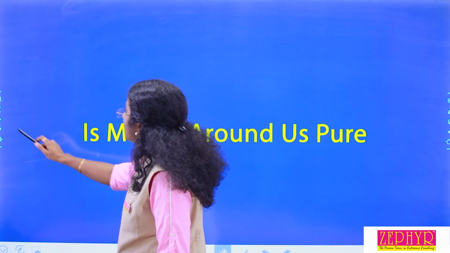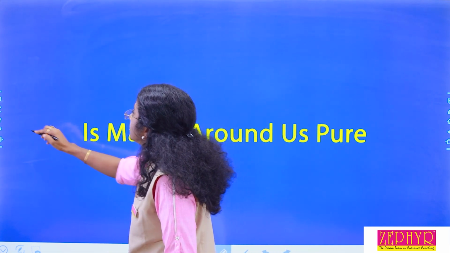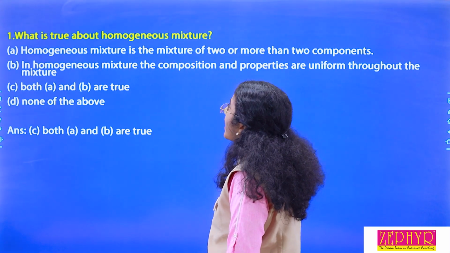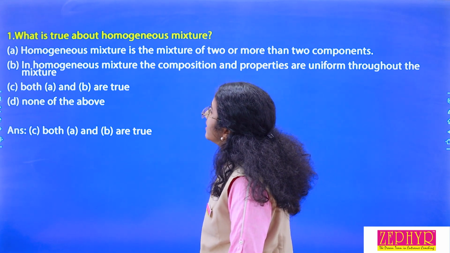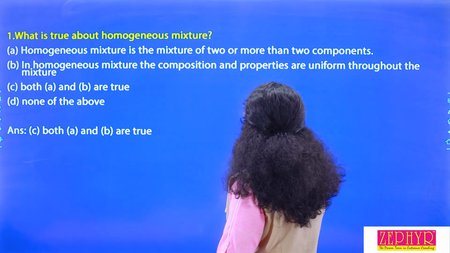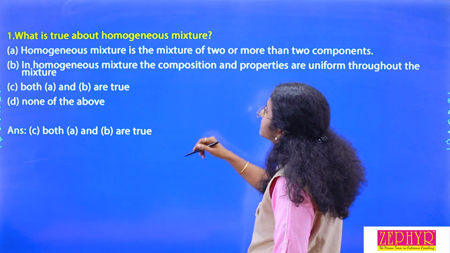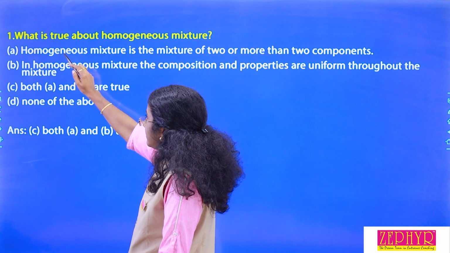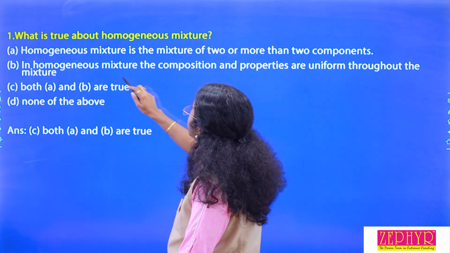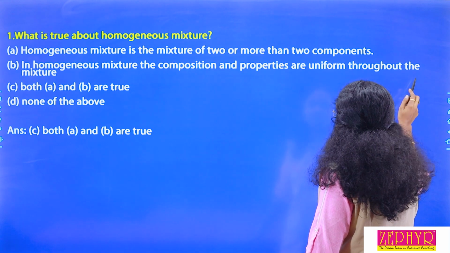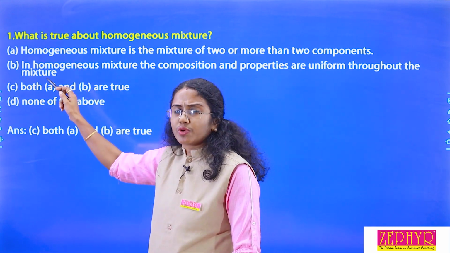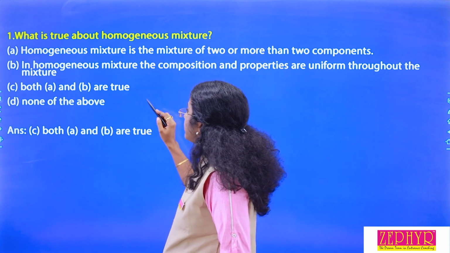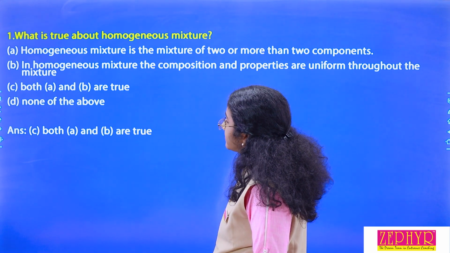Let's move to the question discussion. Question number 1. What is true about homogeneous mixtures? Option A: a homogeneous mixture is a mixture of two or more components. That is actually a right statement. Option B: in a homogeneous mixture, the composition and properties are uniform throughout the entire mixture. That is also right. So option C, both A and B are true, is the right answer.